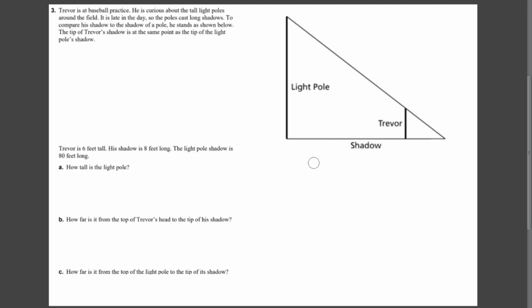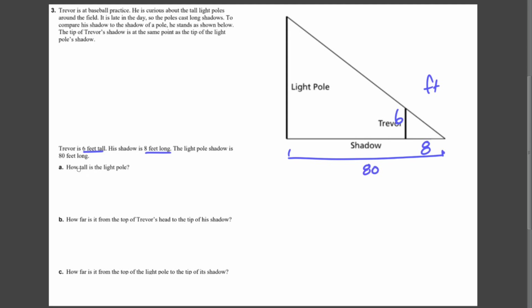Okay, so I'm going to just basically write in the different information we're given. Trevor is 6 feet tall, and his shadow is 8 feet long. Again, both of these are measured in feet, so everything is in feet. The light pole shadow is 80 feet long. So from here all the way over to here is 80 feet.